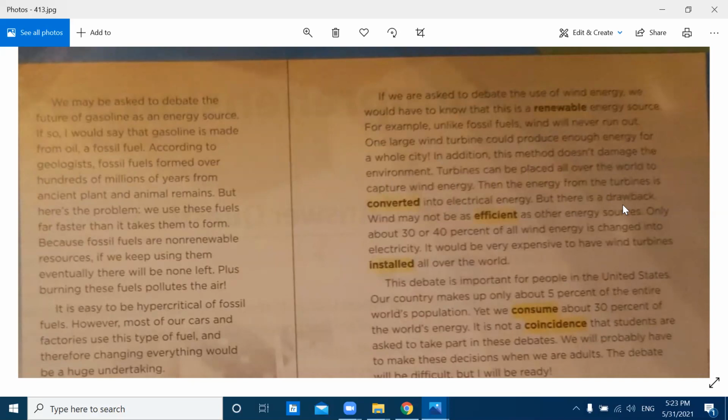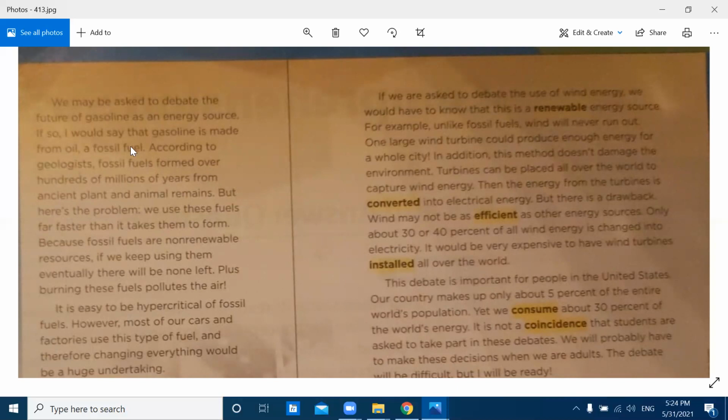But there is a drawback. Okay, all of this is good. All of this sounds good, but there is a drawback. There's a problem. Wind may not be as efficient as other energy sources. Efficient, remember we said the best way to do something. The wind may not be the best way. Only about 30 or 40% of all wind energy is changed into electricity. So from all of the wind that you take and try to turn it into electricity, only 30 or 40% becomes electricity. So it would be very expensive to have wind turbines installed all over the world.